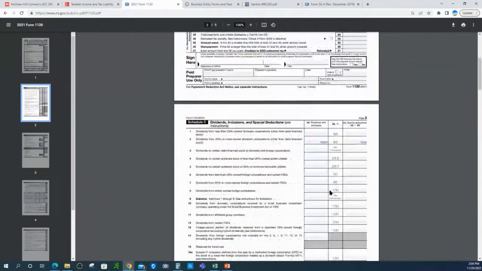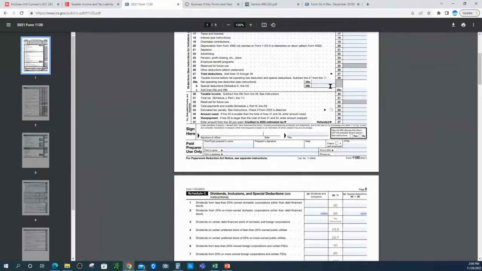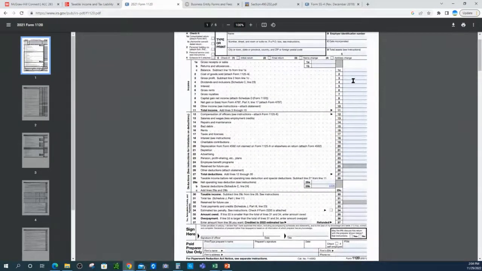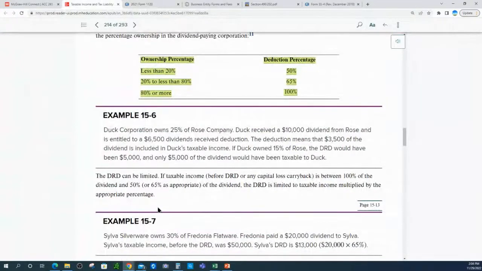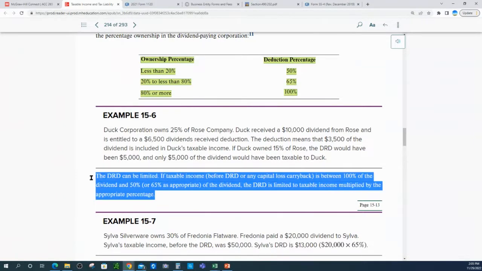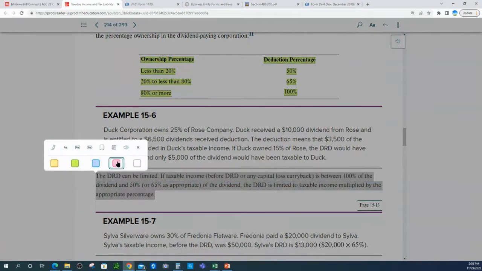Enter here on page 1, line 29B. So we get to deduct that, the $6,500. But up here, in dividends, we had to claim $10,000 of income. So it helps to reduce that. It can be limited if taxable income before the dividends received deduction or any capital loss carryback is between 100% of the dividend and 50% of the dividend. The deduction is limited to taxable income multiplied by the appropriate percentage. Okay, so what the heck does that look like?